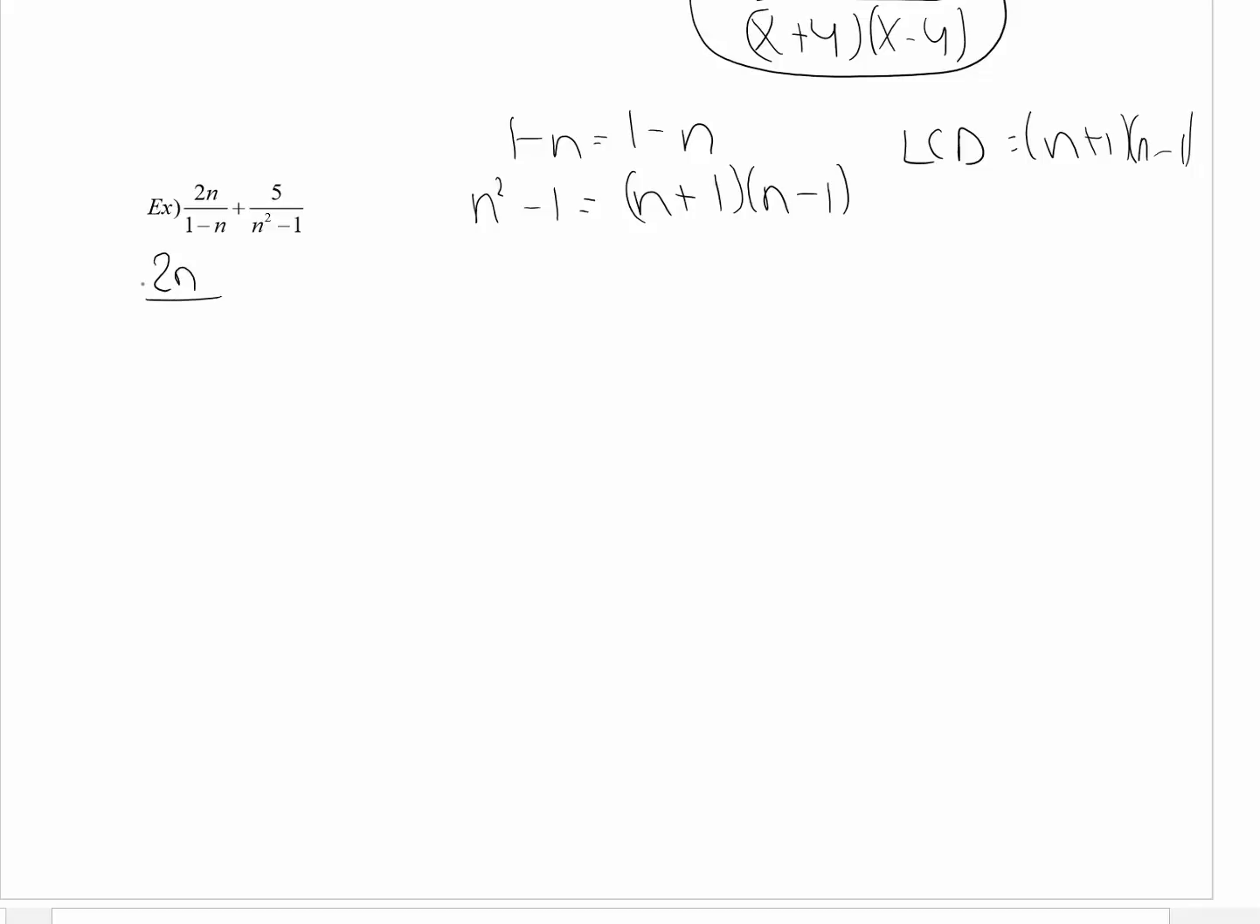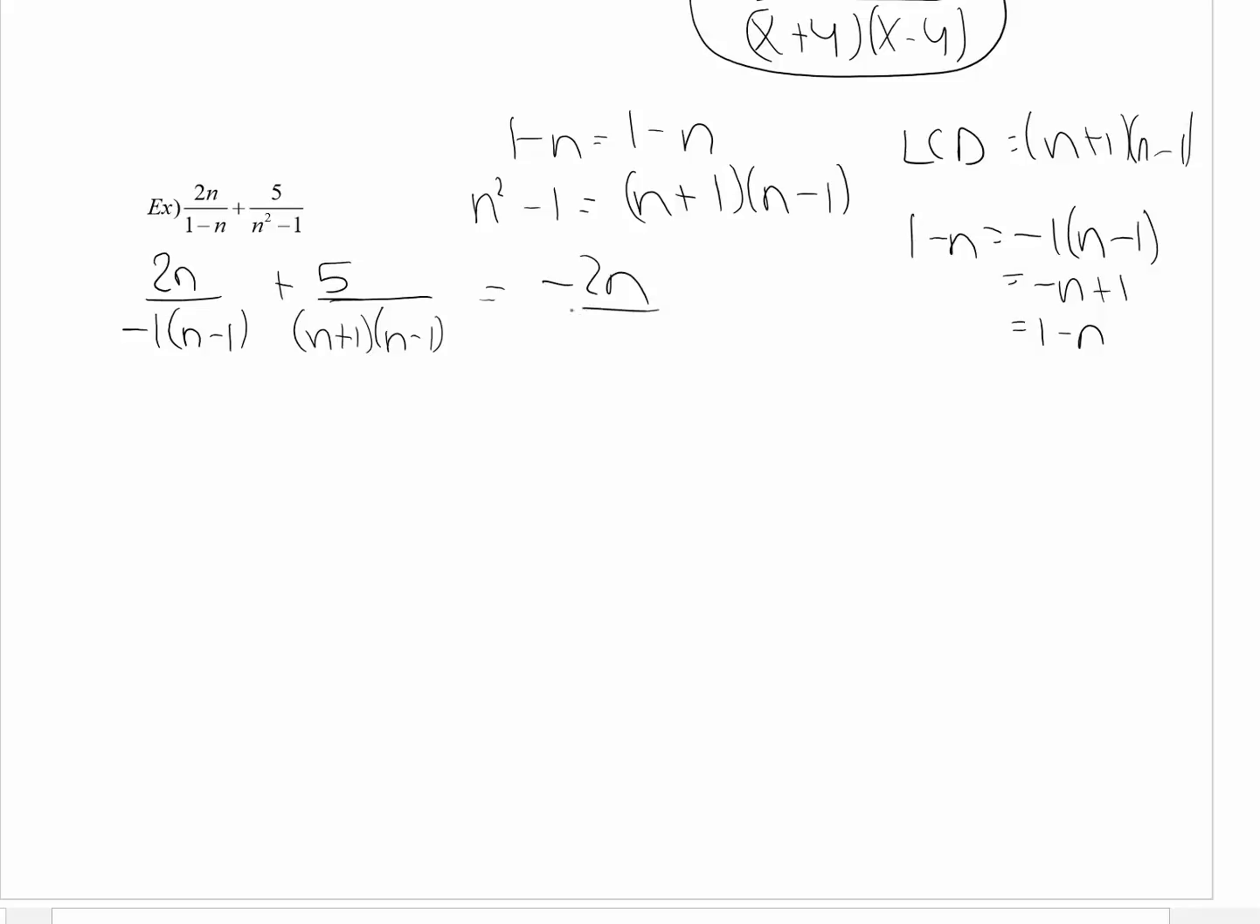But notice 1 minus n. Well, 1 minus n is the same thing as negative 1 times n minus 1. And we can show that very quickly. So what I will do for this is I will put negative 1 times n minus 1, because I used n minus 1 as part of my least common denominator here. And again, I'll rewrite n squared minus 1 as n plus 1 and n minus 1. Okay, now I'm going to put this negative on the top. And now I'm going to rewrite my two fractions using the least common denominator.